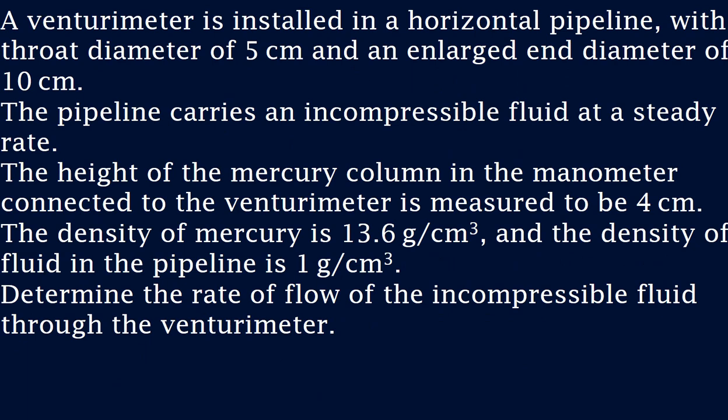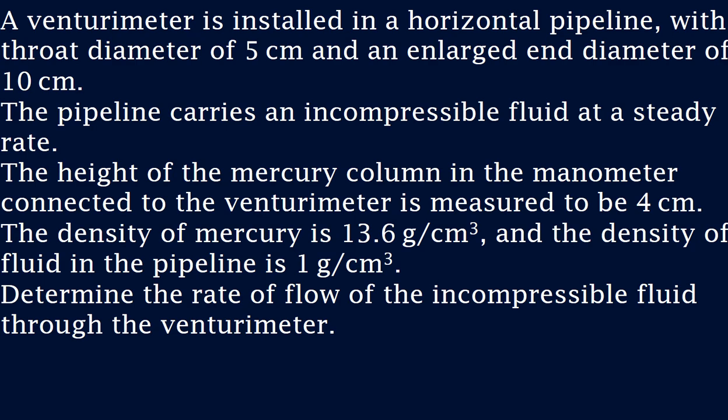A Venturimeter is installed in a horizontal pipeline with a throat diameter of 5 cm and an enlarged end diameter of 10 cm. The pipeline carries an incompressible fluid at a steady rate. The height of the mercury column in a manometer connected to the Venturimeter is measured to be 4 cm. The density of mercury is 13.6 grams per cubic centimeter, and the density of the fluid in the pipeline is 1 gram per cubic centimeter. Find the rate of flow of the incompressible fluid through the Venturimeter.